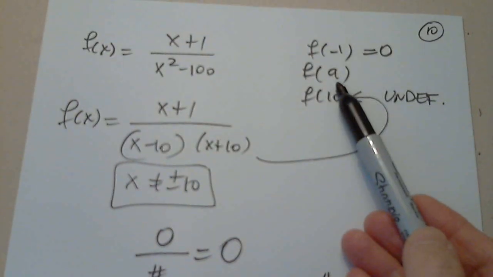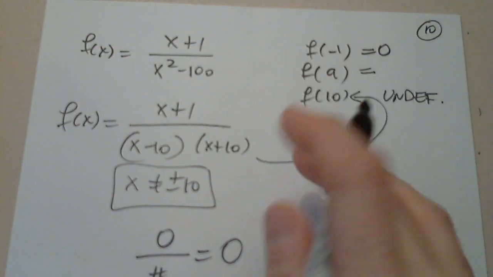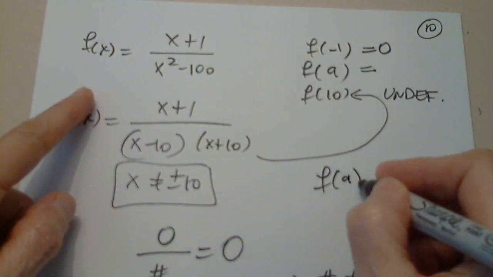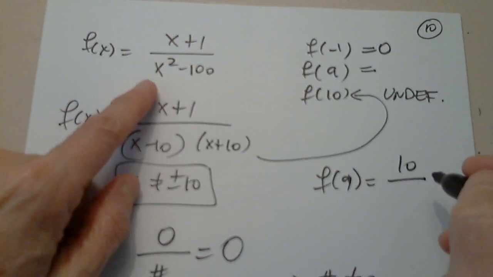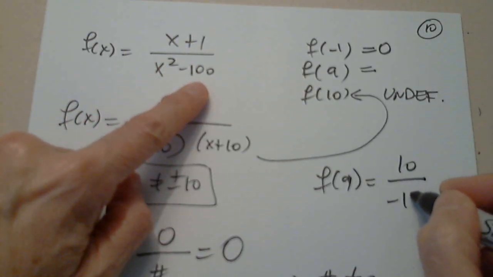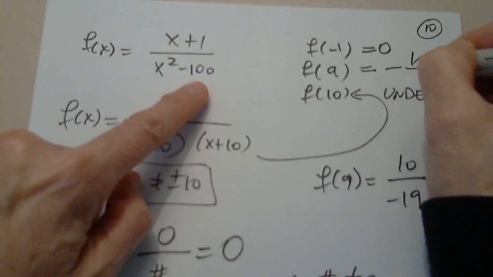So the only one that I have to calculate or evaluate is for 9. So in order to find f of 9, the numerator is 9 plus 1, which is 10. And this is 81 minus 100, which is negative 19. So then the answer is negative 10 over 19.